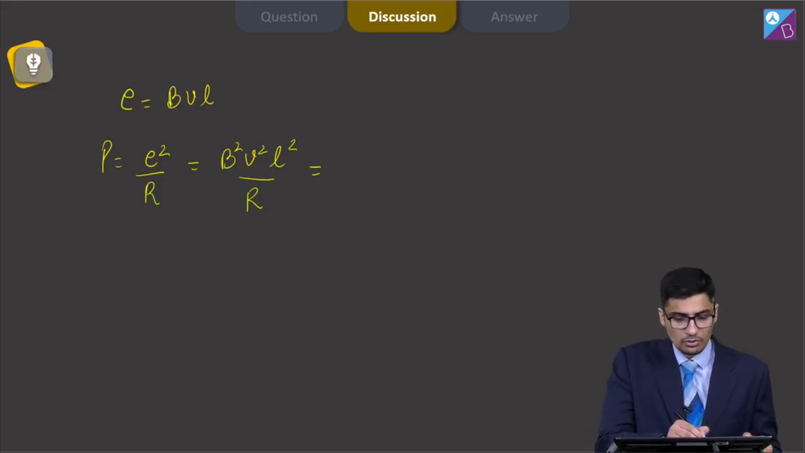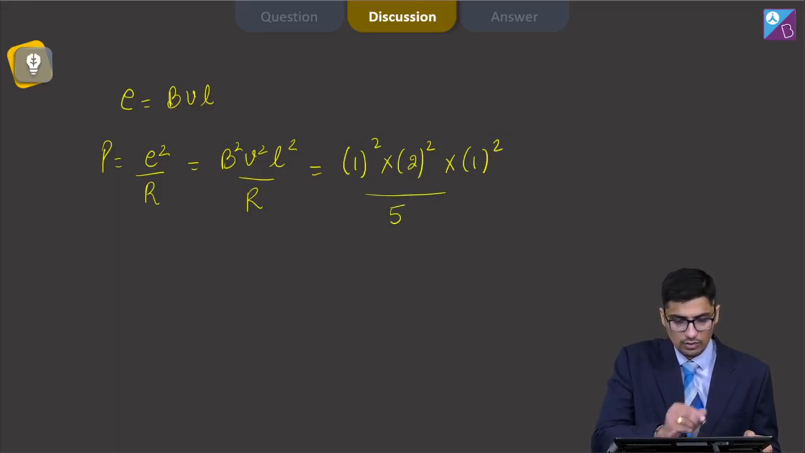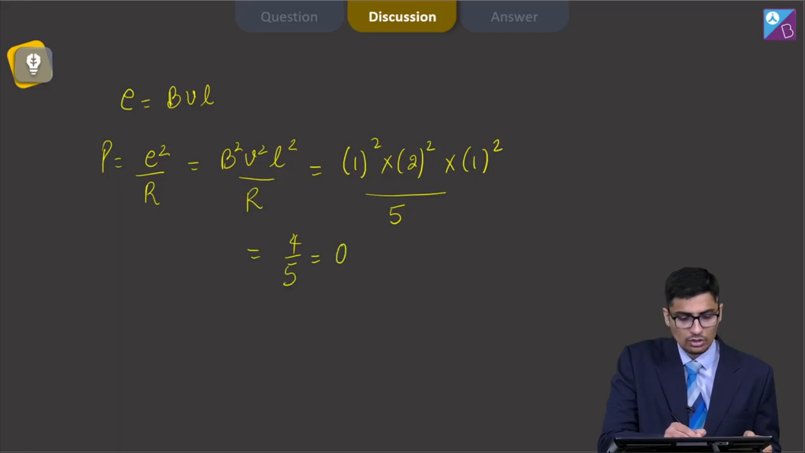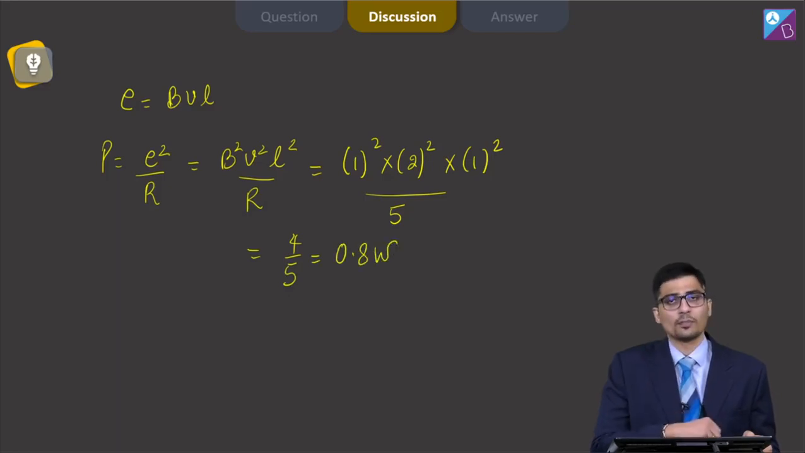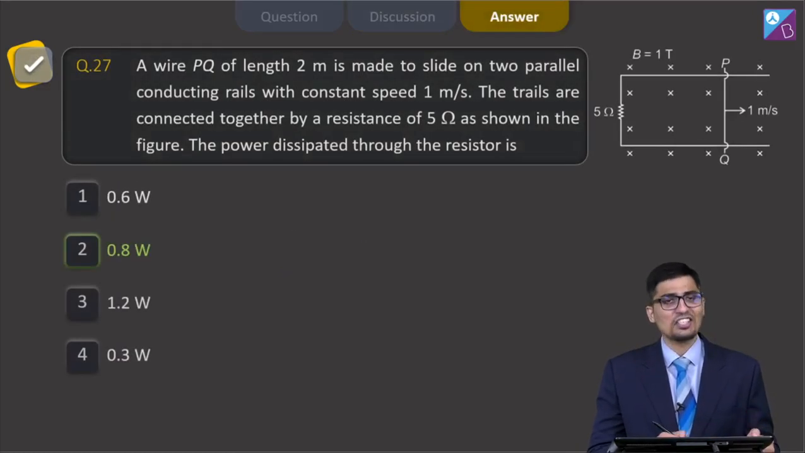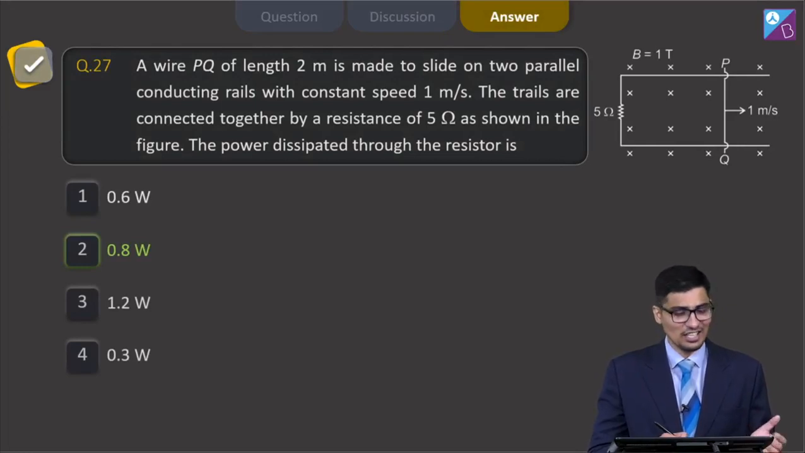Now dear students, we can substitute the given values. B is given to be equal to 1, so 1 square. v is given as 2, so 2 square. L is 1, so 1 square. And what is resistance? Resistance is 5. This gives us a value of 4 by 5, which is equal to 0.8 watt. And thus we can clearly see that the correct answer for this question is option 2, that is 0.8 watt.